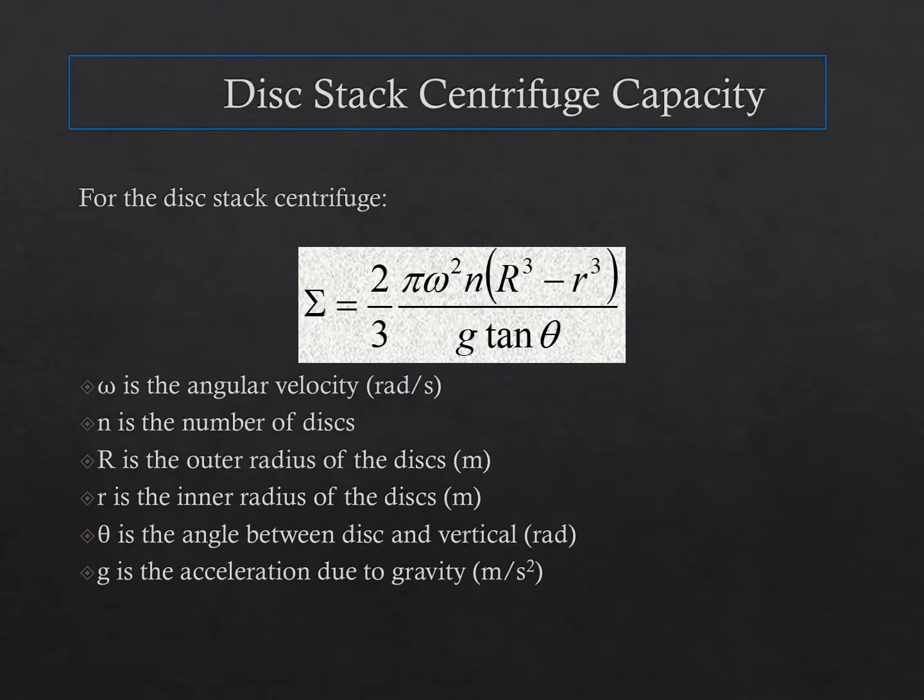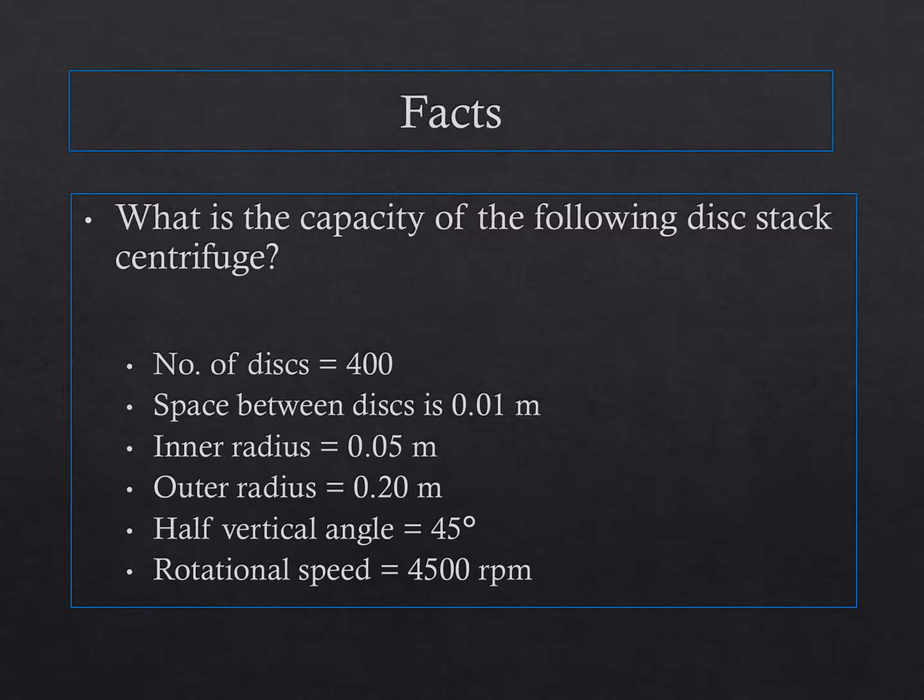Sigma factor of the disk stack centrifuge. Facts: what is the capacity of the following disk stack centrifuge? Number of disks equals 400. Space between disks is 0.01 meter. Inner radius is equal to 0.05 meter. Outer radius is equal to 0.20 meter. Half vertical angle is 45 degrees and rotational speed is equal to 4500 rpm.